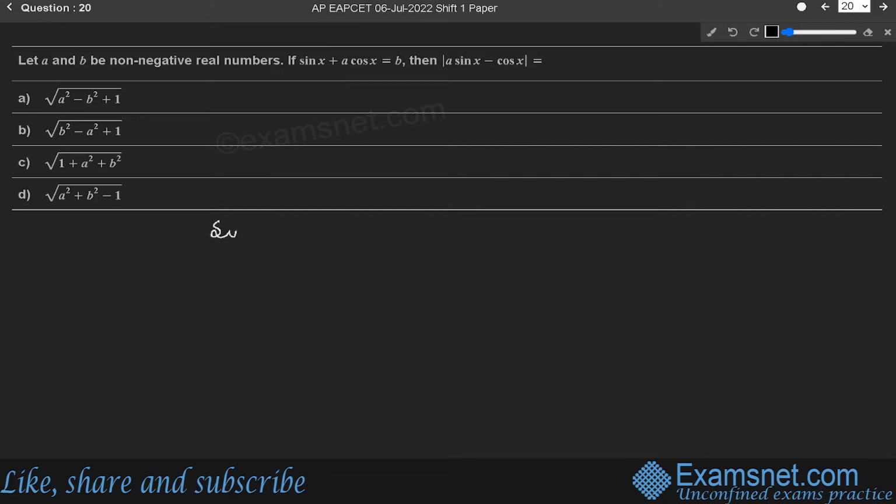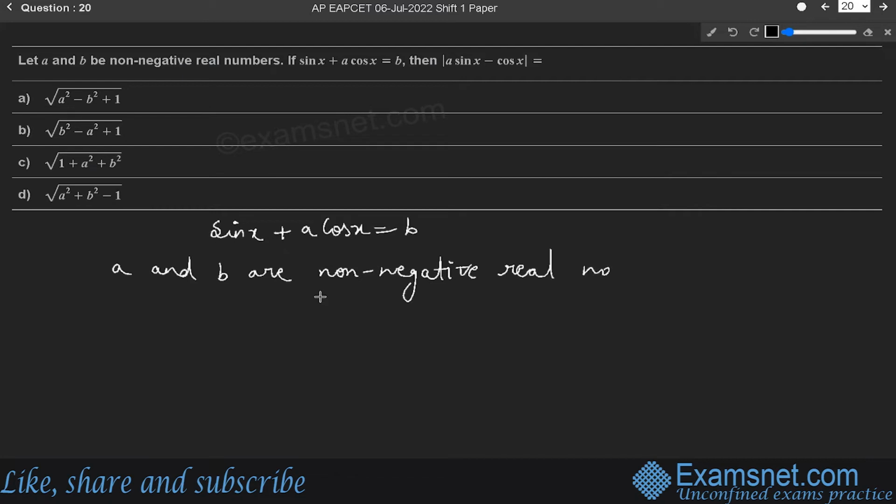We know that if sin x plus a cos x is equal to b, and a and b are non-negative real numbers, then modulus of its opposite, which is a sin x minus cos x, will be equal to under root of a square minus b square plus 1, which is a very basic concept. Therefore, we can say that the correct option will be under root of a square minus b square plus 1, which is option number A here.